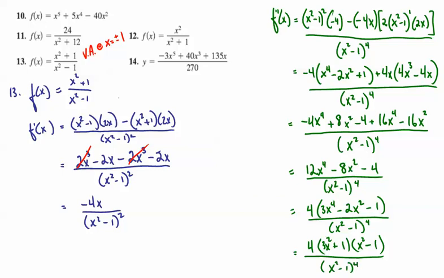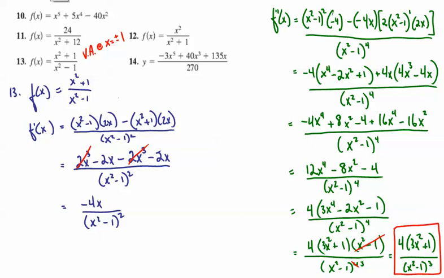One final change that we can make is that we can cancel an x squared minus 1 with one of the x squared minus 1's in the denominator and end up with 4 times 3x squared plus 1 over x squared minus 1 to the third power, and that is our second derivative, with a lot of work.